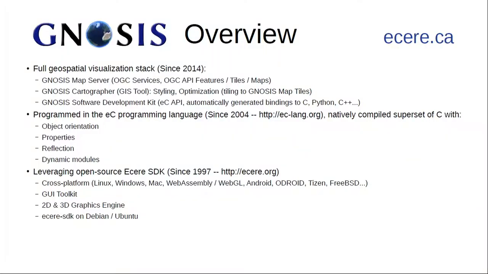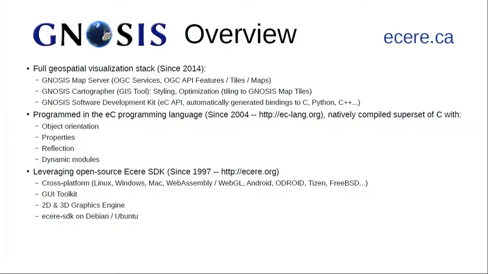So first, I would like to give you a bit of an overview. I don't know if anybody saw my talk yesterday. If so, that will be a bit repetitive. I apologize. But just to give you the background of our GNOSIS toolkit. So basically, it's a complete geospatial visualization stack. It includes a map server, a GIS tool, and also an SDK.